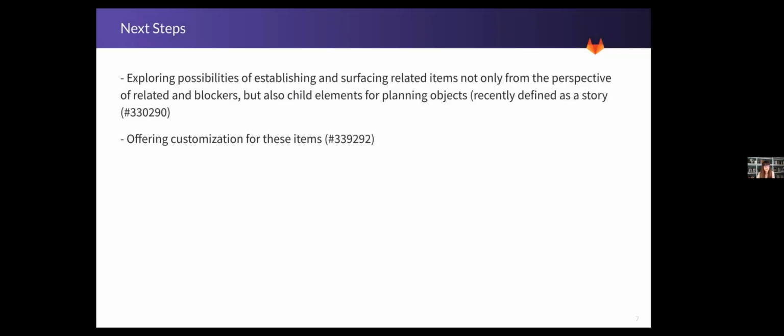So for next steps, we're in the converge stage from the first two iterations. We're looking to define exactly what will be MVC, but decisions will be impacted by the work done in the other two iterations as well. That's something that Alexis and I will be working on together. We'll be exploring possibilities of establishing and surfacing related items, not only from the perspective of related and blockers, but also child elements for planning objects, and then looking into customization for these items. Again, still very big, but it's been a valuable learning experience.